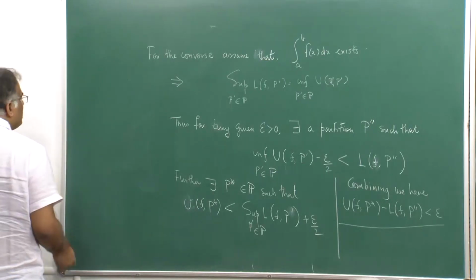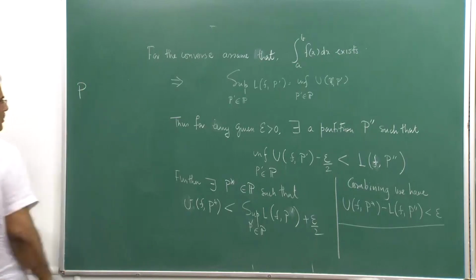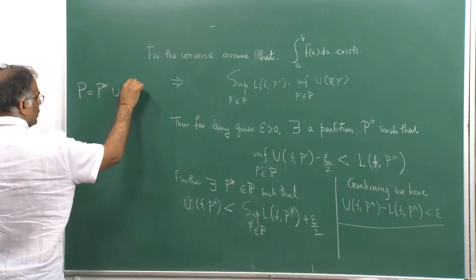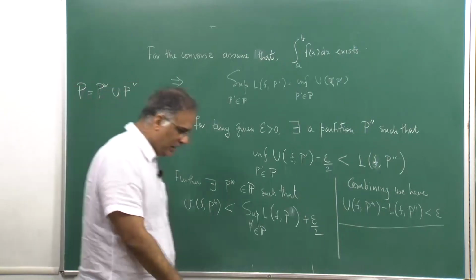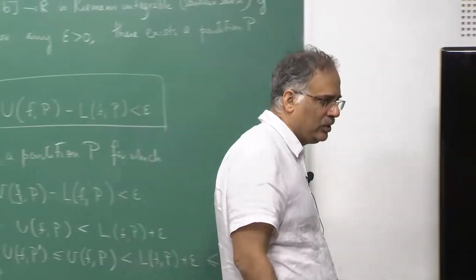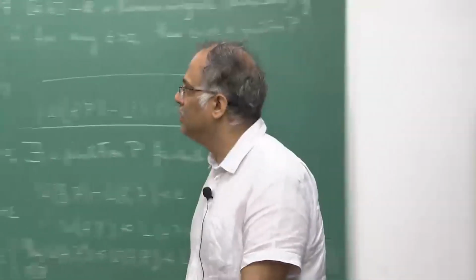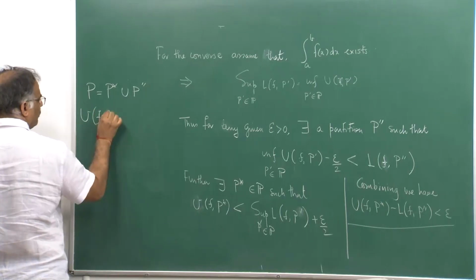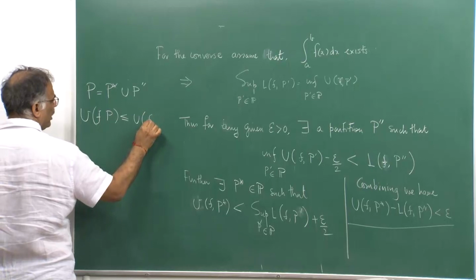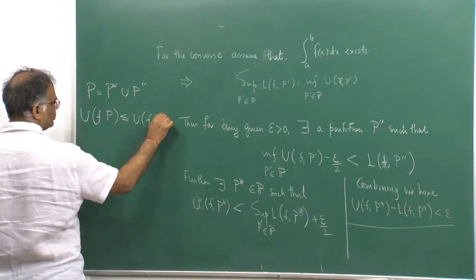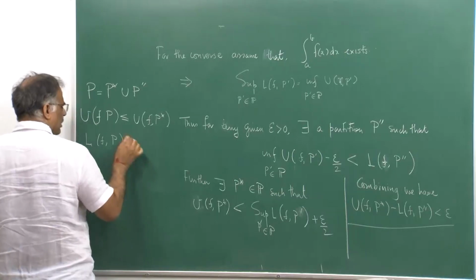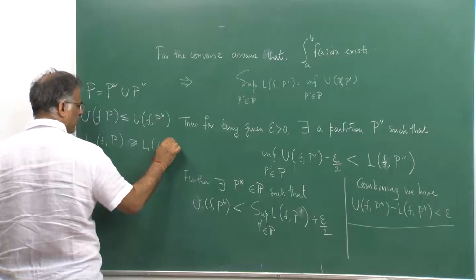Now, the last part of the result is very simple. You consider a partition P, which is P star union P dash, P double dash, and in this you already know the result. We have done it, that if we take a union, the upper sum reduces, right? The upper sum will reduce. U(f,P) is less than or equal to U(f,P star), and L(f,P) would be bigger, the lower sum increases, than L(f,P double dash).